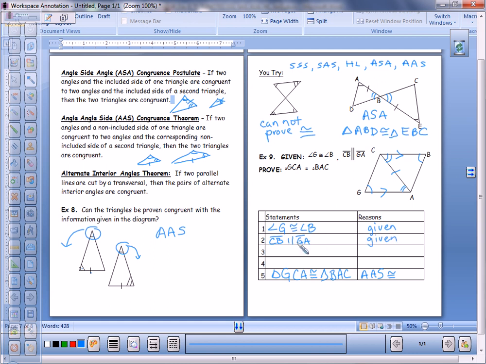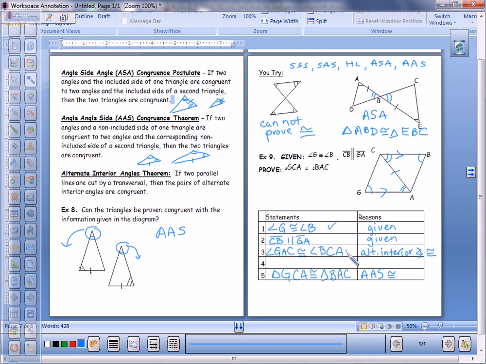Now, when we think about this, why is step 2 important? Why is it important that CA is parallel to GA? So we know that this angle here is congruent to that angle there. So now we know that angle GAC is congruent to angle BCA by the alternate interior angle theorem. They are alternate interior angles. Alternate interior angles are what? They are congruent. So now I've got the one angle mentioned, a second angle mentioned.